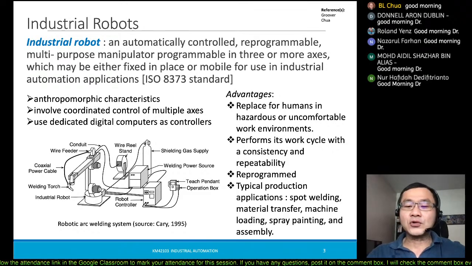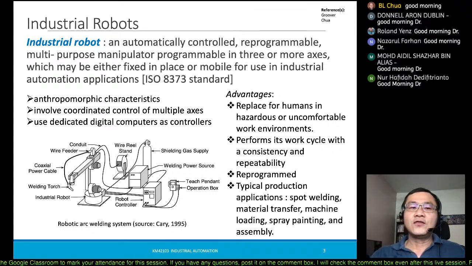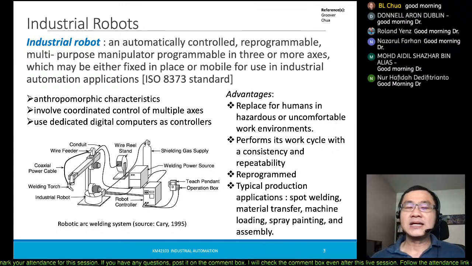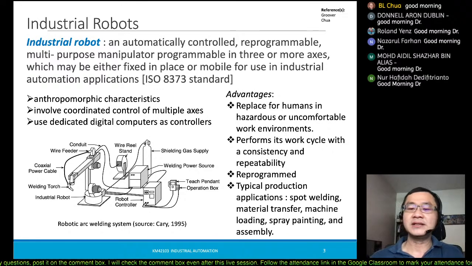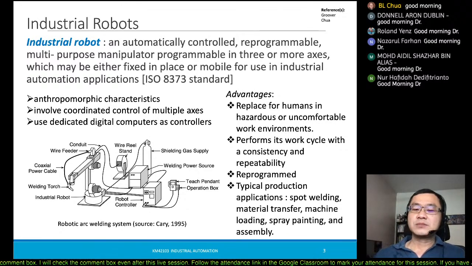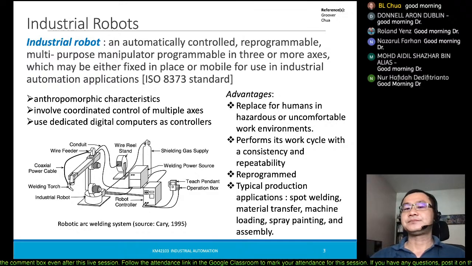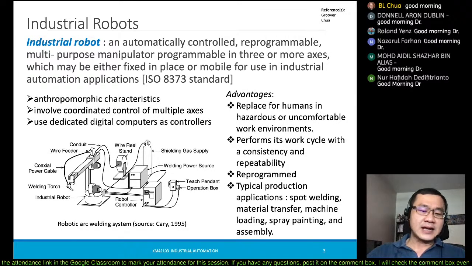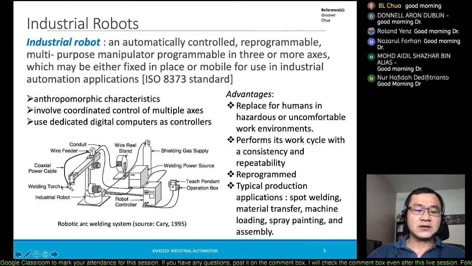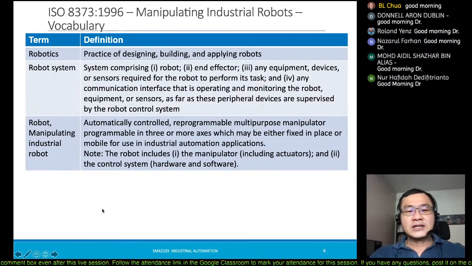The typical production applications for industrial robots include spot welding, material transfer, particularly in hazardous environments, machine loading, spray painting and assembly. Again, the diagram shows an industrial robot for arc welding, which you can see is supported with a lot of equipment that does the welding itself, right?